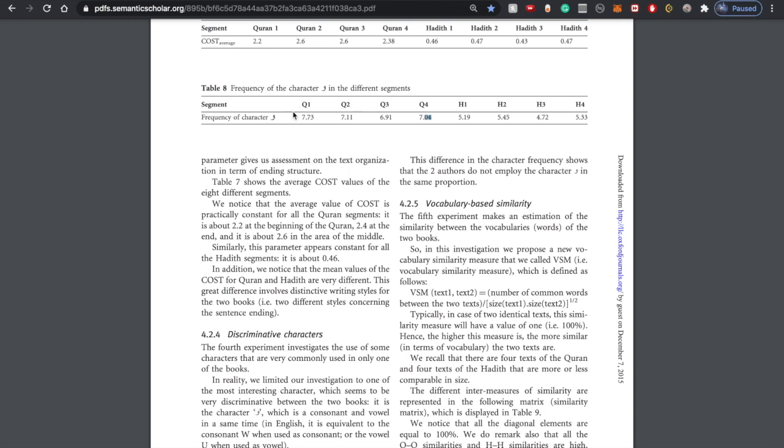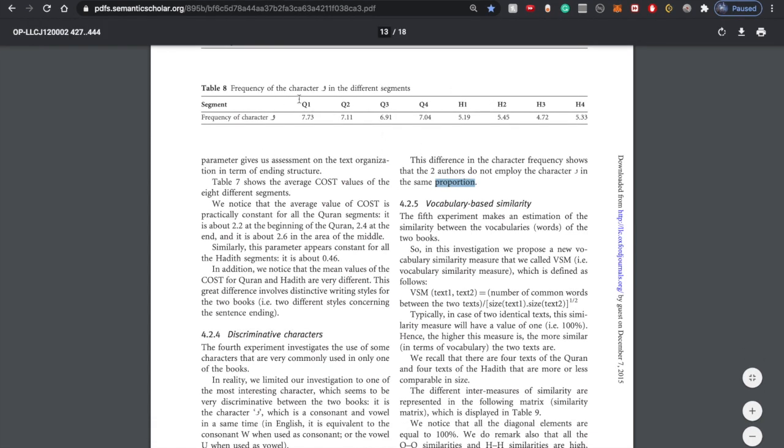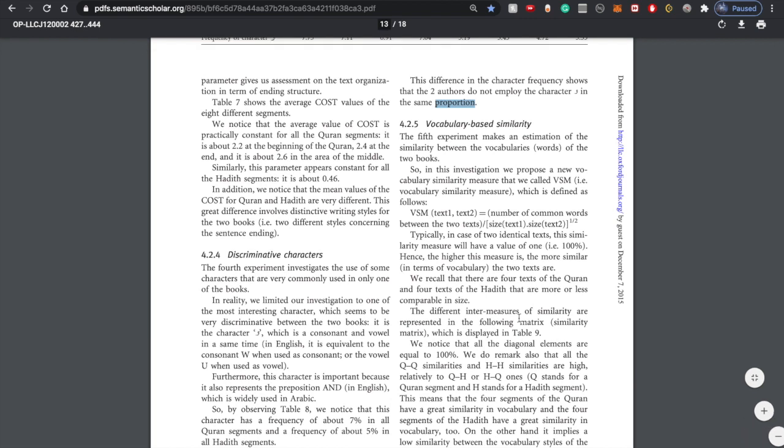This is the frequency of how much it's used in the Quran segments, whereas the Hadith segments are 5.1, 5.4, 4.7, 5.3. So you can clearly see what's going on here. This difference in the character frequency shows that the two authors do not employ the character va, or vowel, in the same proportion. I was blanking on that, but you can clearly see the Quran goes together, the Hadith go together, and both groups do not go together. Clearly, we have two different authors and two different styles.